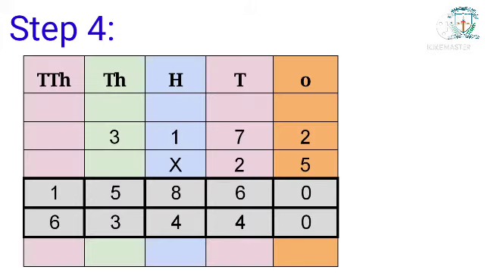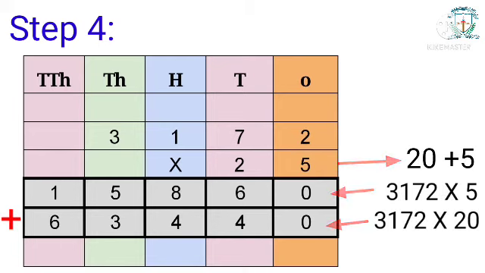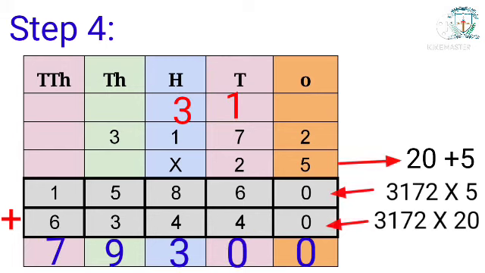Step 4. Add the products obtained in step 2 and step 3. That is, 15,860 plus 63,440. We get 79,300. Therefore, the product obtained is 79,300.